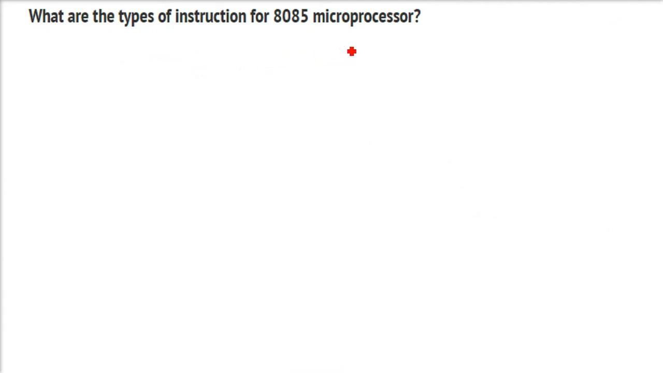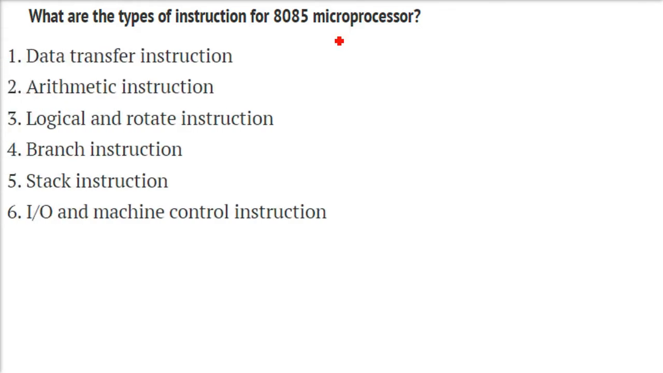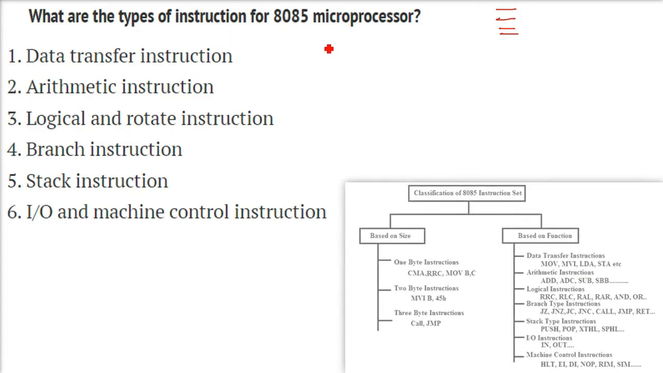What are the types of instructions for the 8085 microprocessor? The microprocessor has to be given certain instructions to work, may it be given by your program or inbuilt by various other devices. So there has to be some instruction. The microprocessor works on certain instructions. There are different types, and they can be classified. The whole instruction set of the 8085 can be classified on the basis of function and on the basis of size. On the basis of functionality, the different instructions can be regarded by what they do.